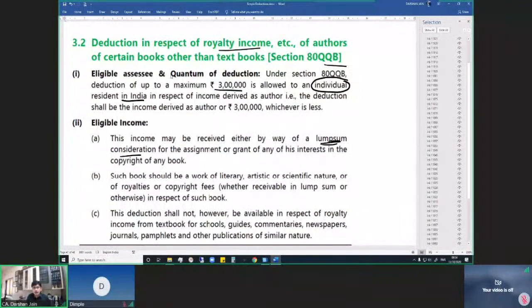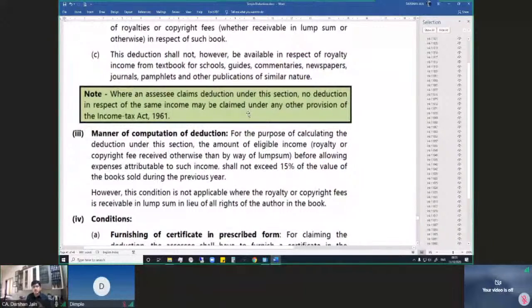Also, not all books are covered. It is only the books which are in the arena of literary work or artistic or scientific nature, right? Only those books would be covered. So textbooks probably, or the school guides, commentaries, newspapers, they're not covered. Even though royalty is paid for them, they are not eligible for deduction under 80 QQB. So such books should be works of literary, artistic or scientific nature, or of royalties or copyright fees, whether received in lump sum or otherwise in respect of such books. You receive a lump sum amount or a share.